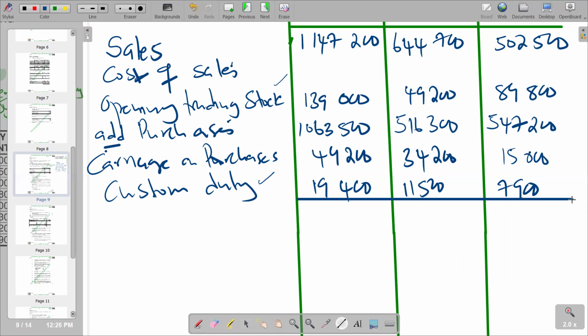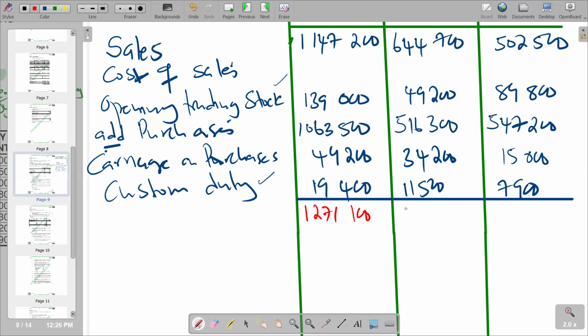So having done that now, you can start with the totals column, whereby we are saying 139,000 plus 1,063,500 plus 49,200 plus 19,400. And the total that you are supposed to get here is 1,171,100.